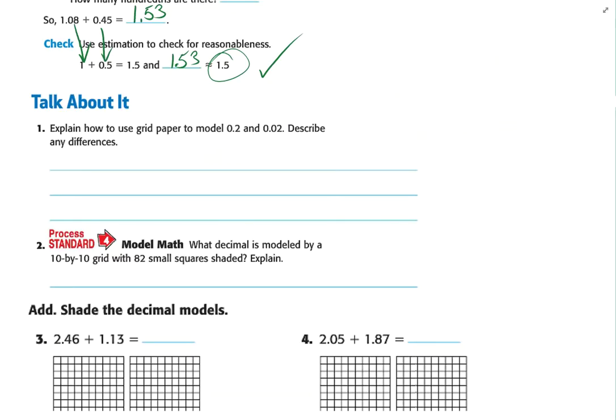So let's think about this. Explain how we would use a grid paper, or a 10 by 10 grid, to model 2/10ths and 2/100ths. So this is 2/10ths, and this one is 2/100ths.